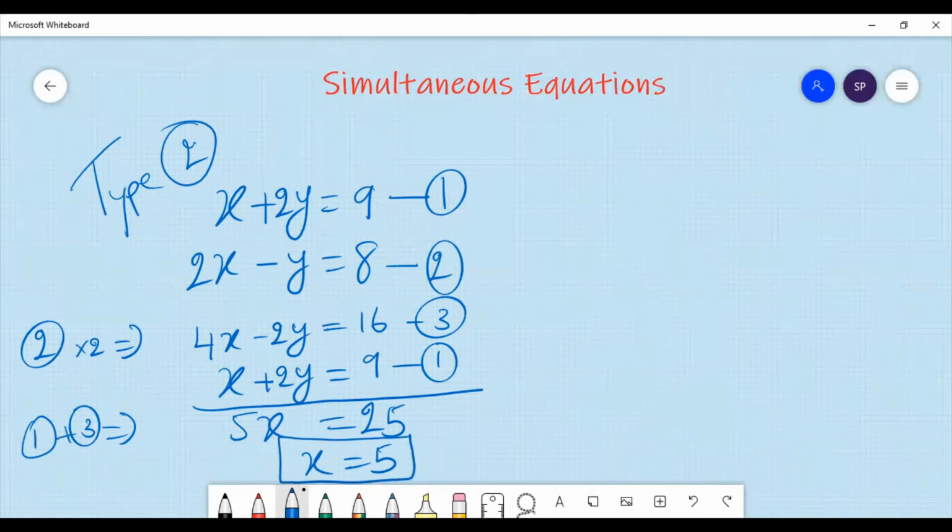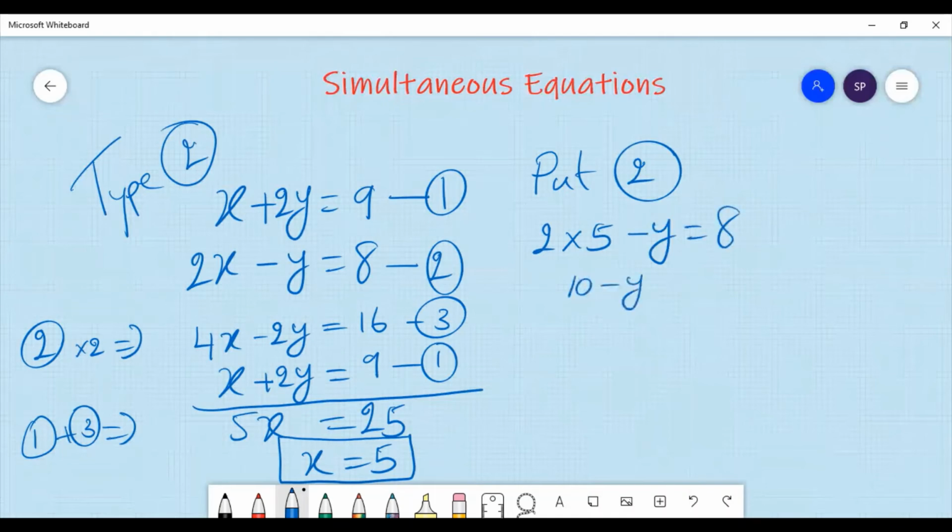And then you're going to put this into whichever the equation, doesn't matter. So let's say we're going to put it into equation 2 this time. What do we get? So we're going to have 2 times 5. So in place of x, I'm putting 5. And then minus y equals 8. So we have 10 minus y equals 8.